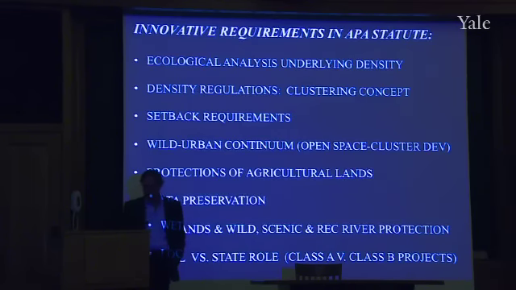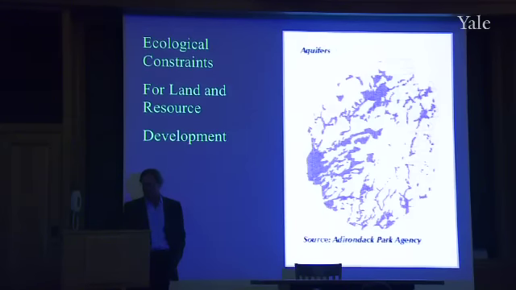So the statute set up Class A projects, which were large development projects that might have more of a regional influence, and those were reviewed by the state, and Class B projects were reviewed by local governments, but only if the local governments adopted the state standards to apply to those projects.